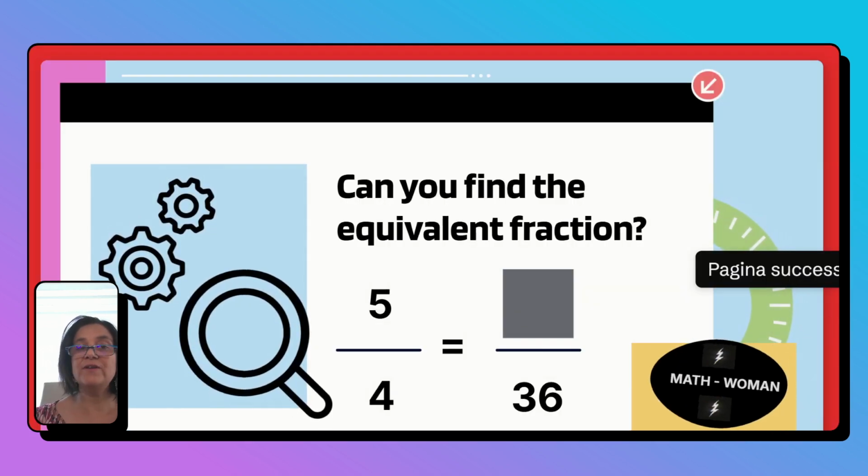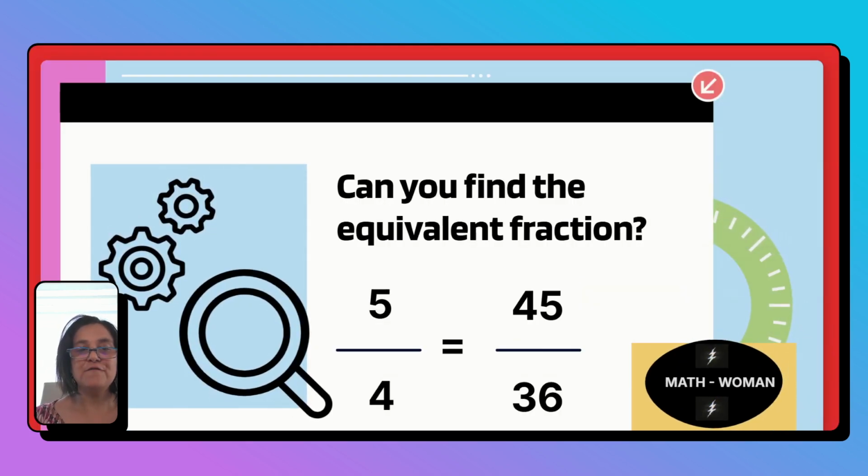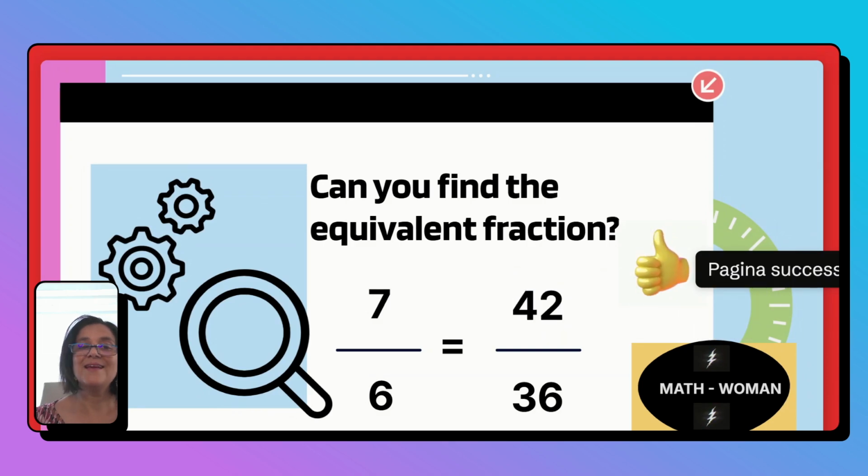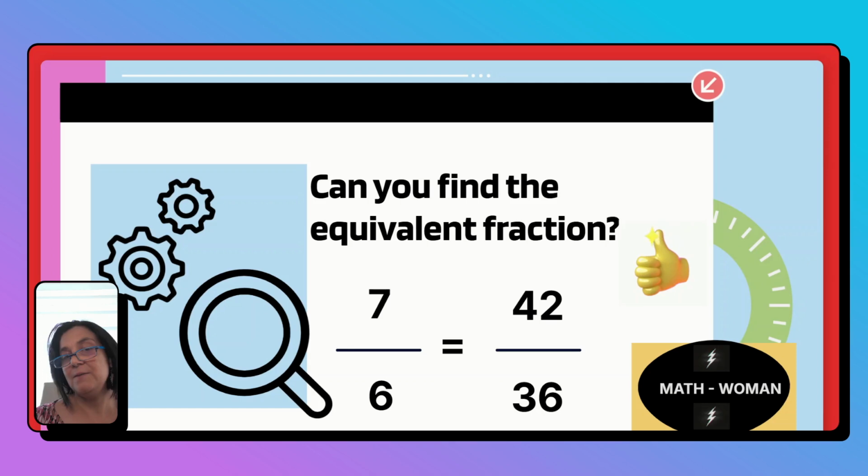Can you find the equivalent fraction? Well, if 4 is multiplied by 9 to become 36, then 5 has to be multiplied by 9 and it becomes 45. Can you find the equivalent fraction? If 6 is multiplied by 6 to become 36, then 7 has to be multiplied by 6 and it becomes 42.